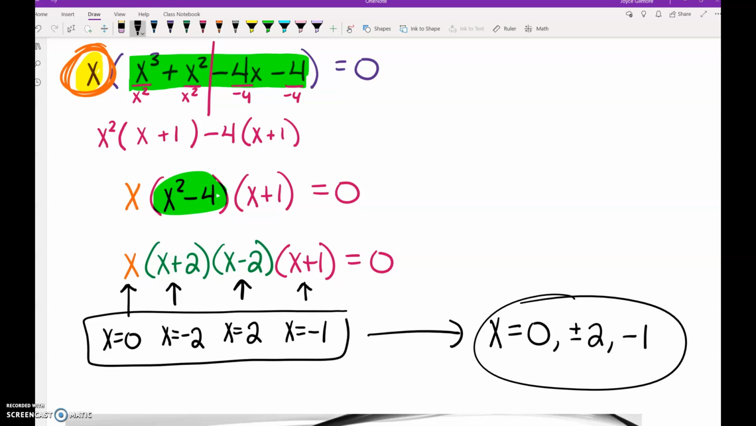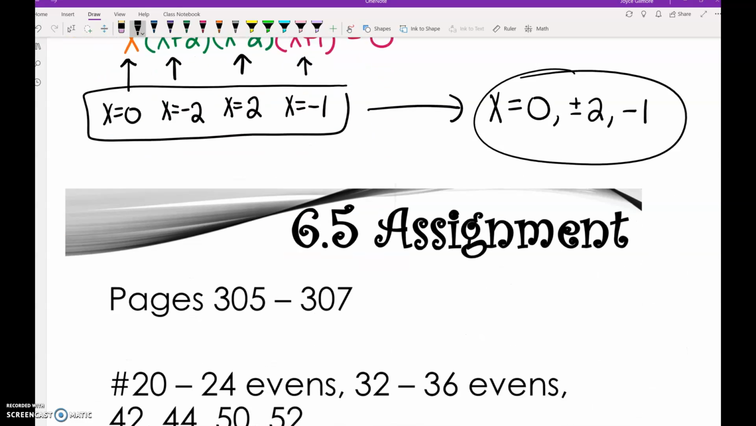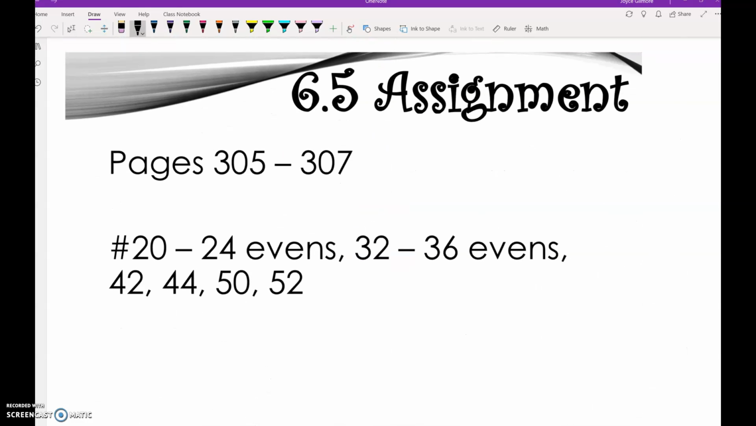All right, for your assignment today, it was originally 10 problems. We are going to take out number 34, so you can do 32 and 36. You don't have to do 34. And we're going to take out number 52 at the end. That'll take it down to 8 problems.